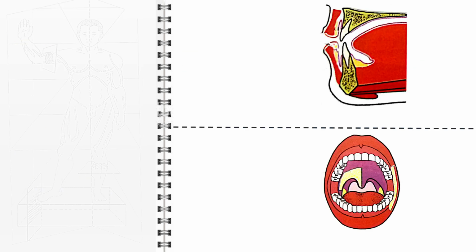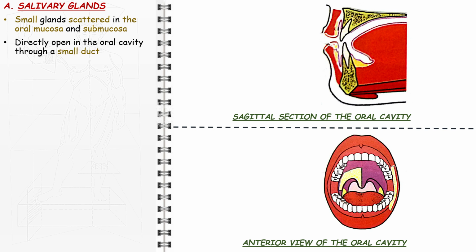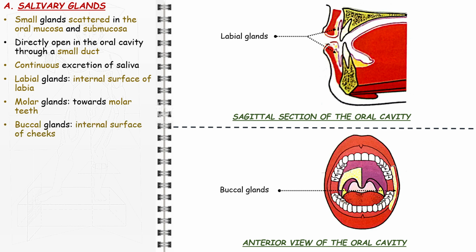The minor salivary glands are small glands scattered in the oral mucosa and submucosa. They directly open in the oral cavity through a small duct and ensure a continuous excretion of saliva. The labial glands are situated in the internal surface of labia. The molar glands lie towards molar teeth. The buccal glands are scattered in the internal surface of cheeks. The palatine glands are localized in the submucosa of soft palate. The lingual glands lie in the submucosa of inferior surface of the tongue.